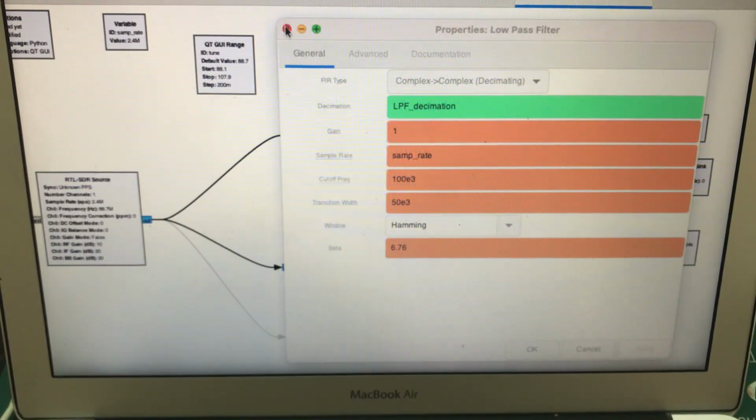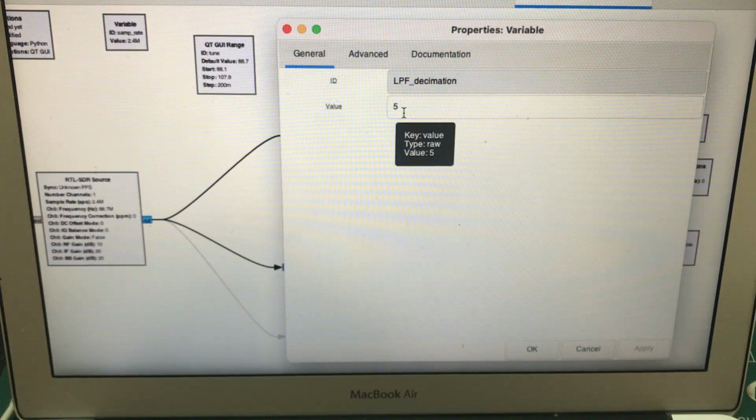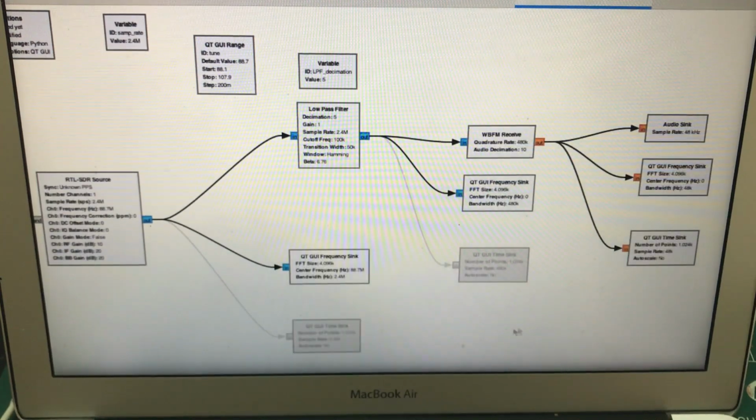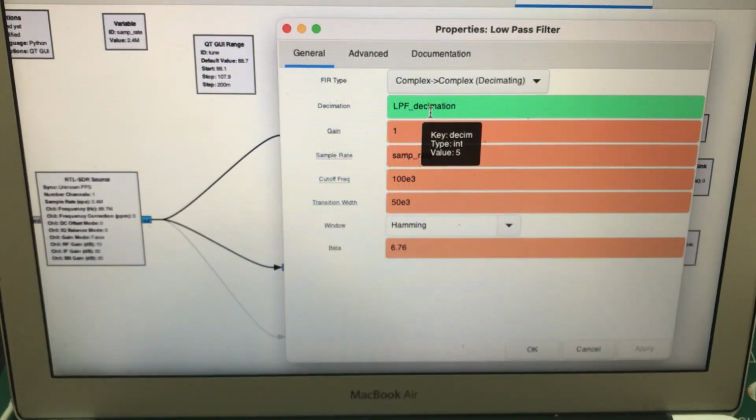So I'm just calling it a variable now. If you look at it here, I have a variable for the LPF, low pass filter decimation, that has the value of 5. I'm calling this variable in this block LPF_decimation. When I'm decimating, basically I am keeping only 1 sample out of every 5 samples.